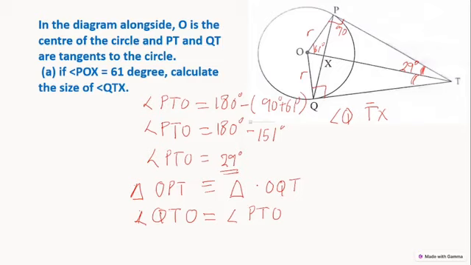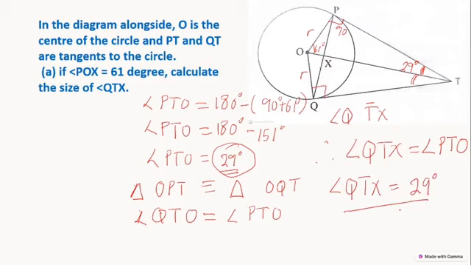So we can say that therefore angle QTX is equal to angle PTO. What is angle PTO? We found that it's 29 degrees. So this is our answer: even here there is 29 degrees. As simple as that. So make sure that you follow these steps that I've mentioned. You pause the video, you go through.